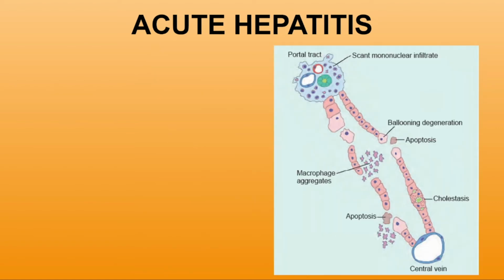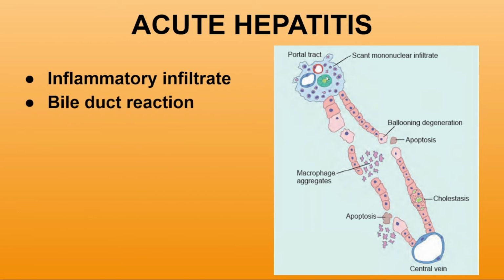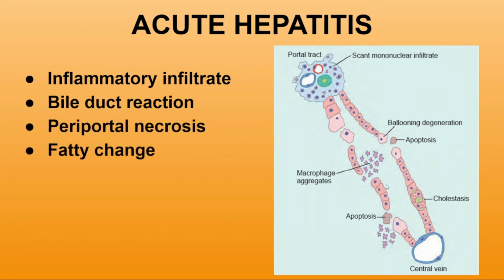So again, let's discuss in brief the pathological features in acute hepatitis. First of all, we have the inflammatory infiltrate over here. Next we have the bile duct reaction. We have the periportal necrosis near the portal vein. Then the fatty changes over here somewhere because of the hepatitis C virus. Then we have the apoptosis at various locations.